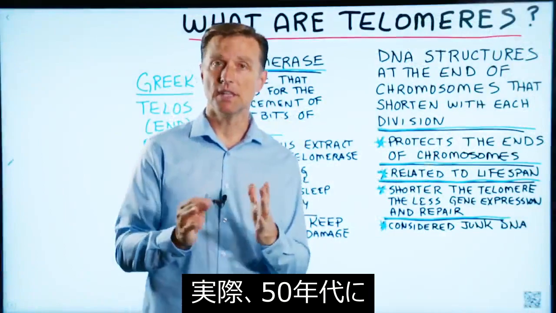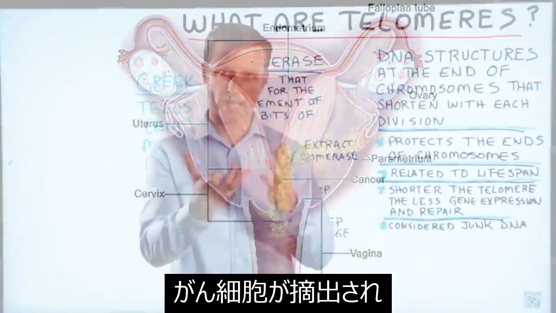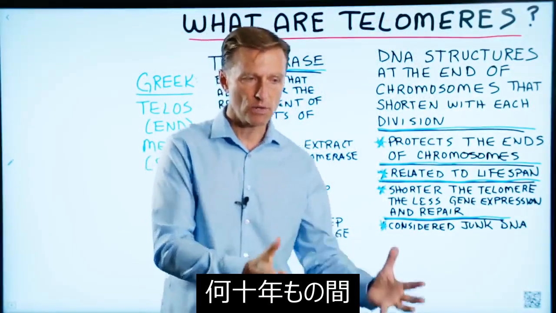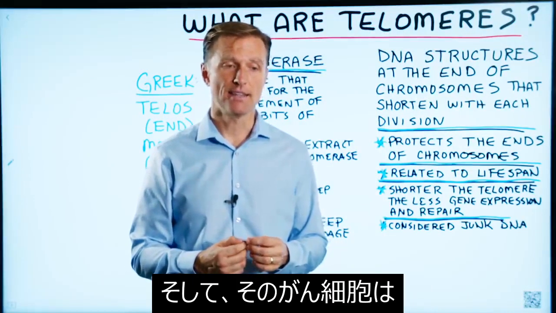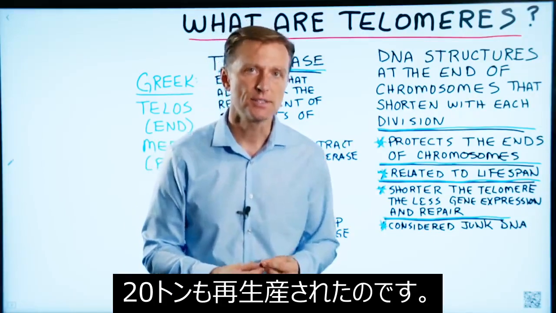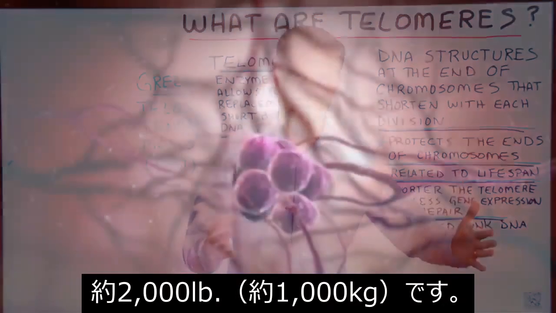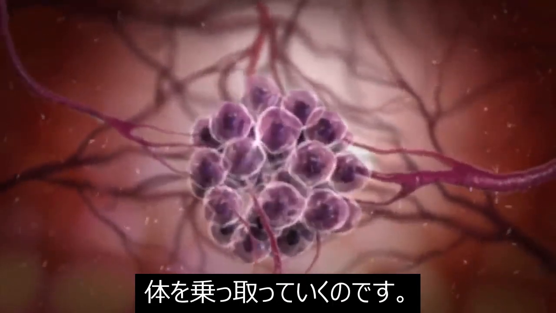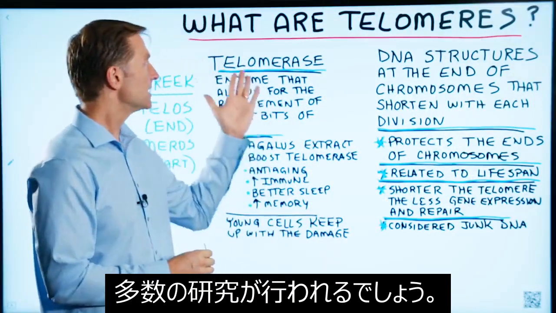In fact, in the 50s, there was this lady who had cervical cancer, and they extracted this cervical cancer, and they started to reproduce these cells, okay, out of her body over and over and over a period of decades, okay? And that cancer was able to reproduce 20 tons of cancer cells. Now think about it. 1 ton is 2,000 pounds. So that's just an example of what happens with cancer cells that keep dividing and they just take over the body.